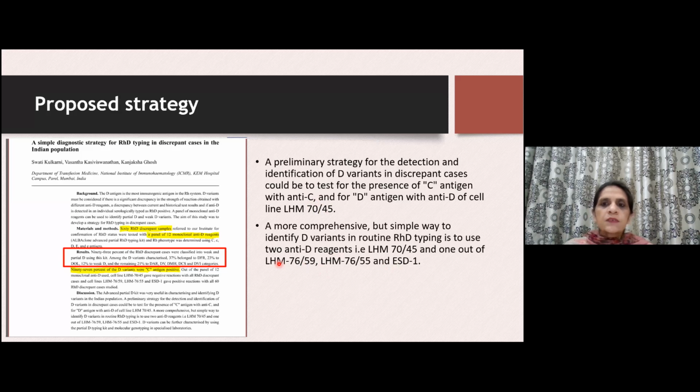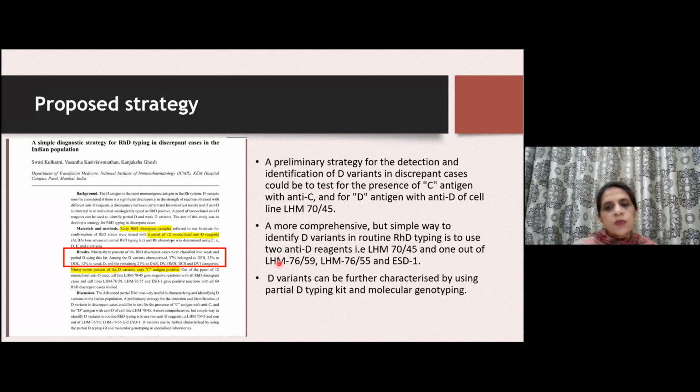And in addition, we can start C antigen typing whenever we get a discrepant case. And further characterization can be done using a complete partial D typing kit and molecular genotyping, if available. If not, we can refer the case to a higher center.